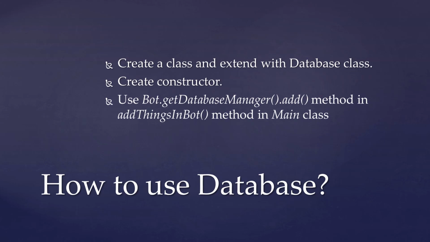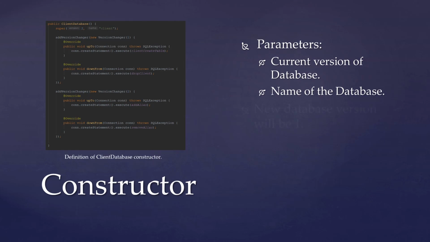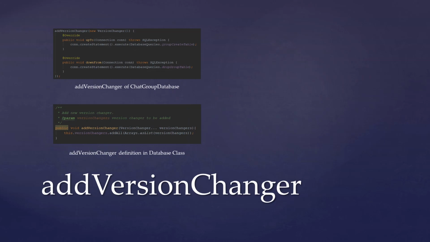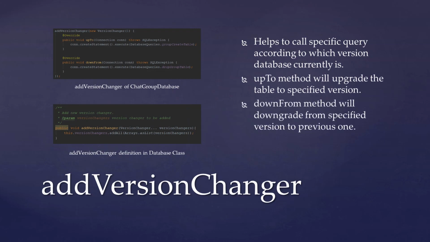But we will have to add few things in the database class before we use it. In the constructor, pass the version of the database and the name of the database. If the database is new, its version will be 1. Add version changer method helps us to call specific query according to which version it currently is. So if the current version is 2 and you tell it to use version 3, it will use the add version changer with version 3 to update the database. Up to method will upgrade the database to the specified version. Down from method will downgrade from the specified version to the previous one.